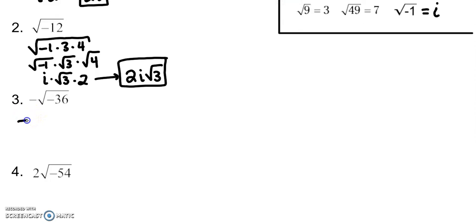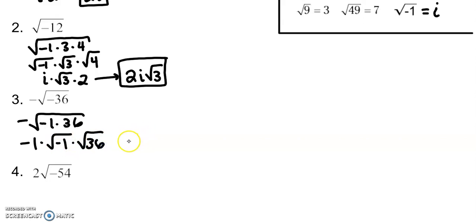All right, we'll keep going. I've got this negative sign. I'm going to break this down into just -1 and 36. So I have -1 times the square root of -1 times the square root of 36. So I'm going to have -1 times i times 6. Putting that all together, I would get -6i.